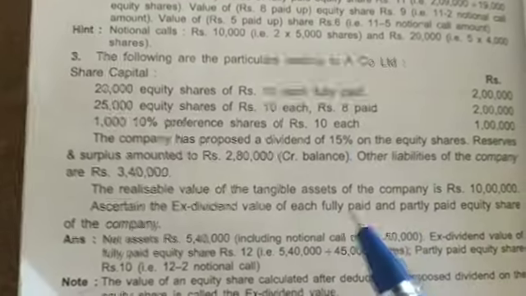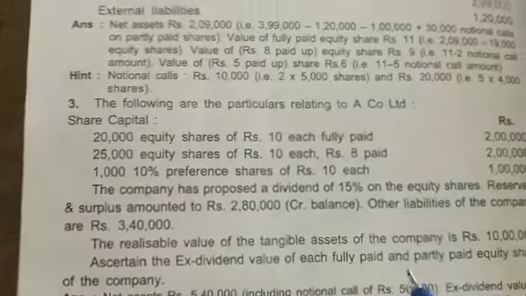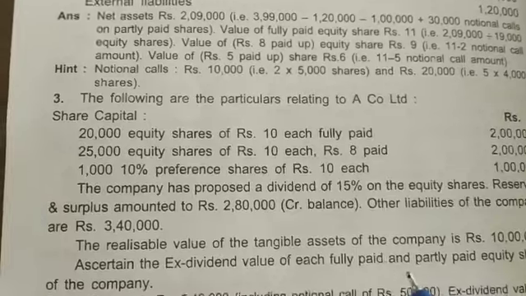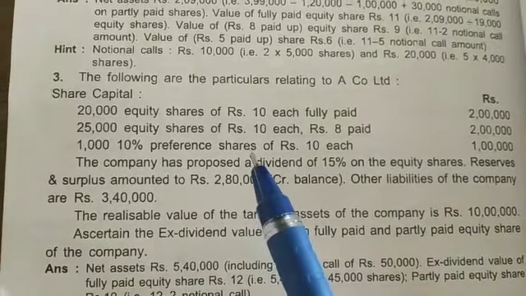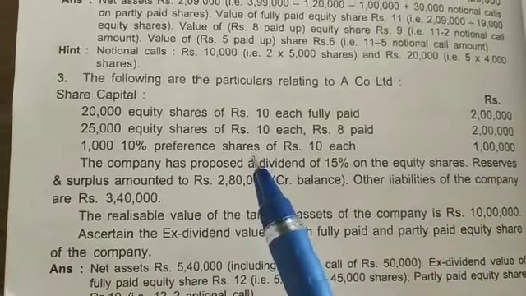See, this is one of the problems in your book, Section C, problem number 3. When preference shares are given and also proposed dividend is given, then we have to solve according to this type. Then there is another problem.